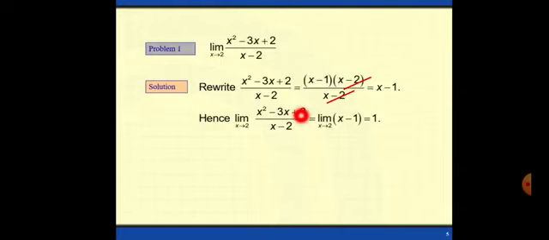Another example. If you use direct substitution here, when x tends to 2, you will find 0 over 0 again, so we have to factorize. Now you can factorize x squared minus 3x plus 2 to be x minus 1 times x minus 2. Now you can delete x minus 2, and your final answer is the limit of x minus 1. You can substitute x equals 2 because x approaches 2, so the final answer is 1 after direct substitution.